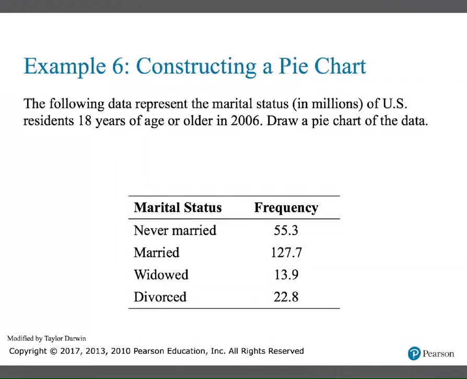An example. Okay, so example 6 is constructing a pie chart. And like I said, it's just a circle. I like to do it with the percentage, but you can do it in decimals if you want, but I'm going to do mine in a percentage. And it says the following data represents the marital status in millions of U.S. residents 18 years of age or older in 2006. And so whenever we do this, we do want it basically in relative frequency, and right now it's in frequency. But this is the data we were given earlier, so I'm just going to go ahead and write that information down again. Never married is 0.2517.